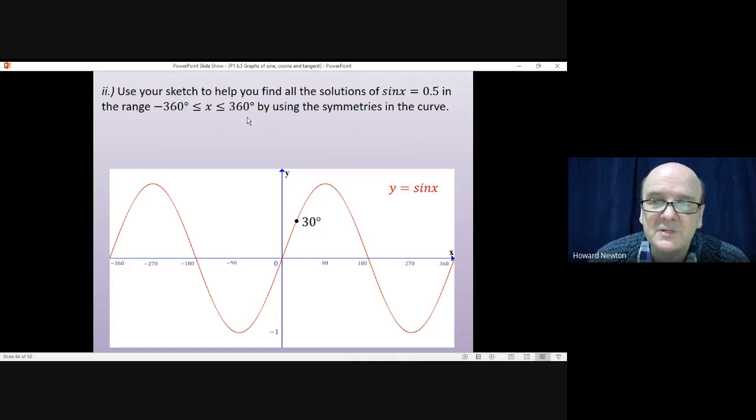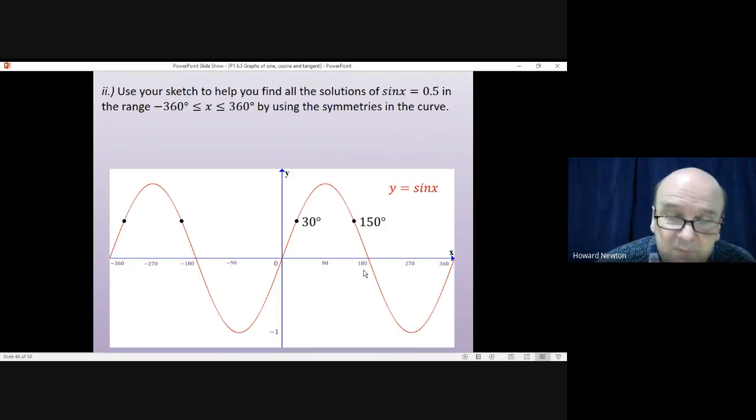Now we're then asked to use the symmetries in the curve to find the other solutions. But first of all, 0.5 is this height. The other solutions will all be at exactly the same height. So there'll also be these 3 solutions here, here, and here at a height of 0.5 on the y-axis. Now this one here is the next solution that I would find. The distance from 0 to that point is 30 degrees. Therefore, using the symmetry of the curve, this distance from the point to 180 must also be 30. So to find that point, you do 180, take away 30. And that gives you 150 degrees.